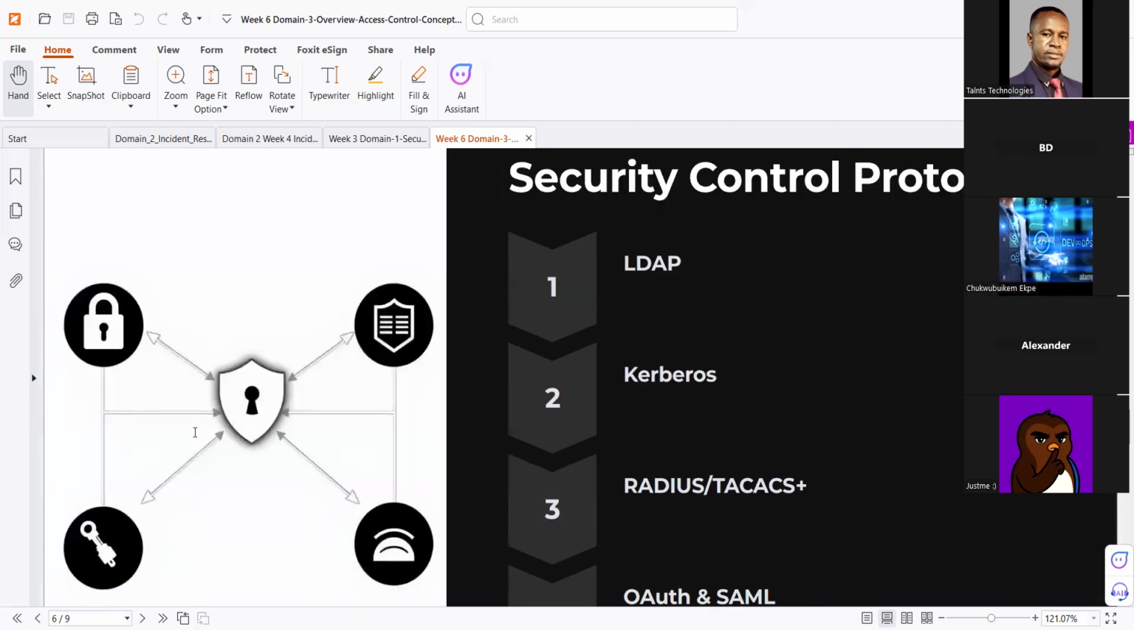Now let us look at security control protocols. Any questions so far? Security control protocol number 1: LDAP. What is LDAP? LDAP is the Lightweight Directory Access Protocol.